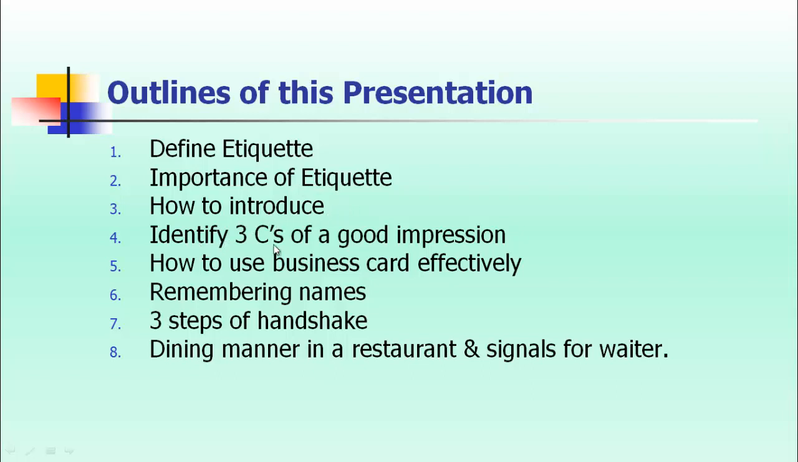Fourth is identifying the three C's of a good impression. Then the next thing is how to use the business card effectively. So we'll be focusing on how to give a card to other persons and how you can use it effectively. Then remembering of names, how important it is, that we will be covering. Then there are three steps of a handshake. Then the next is dining manners in the restaurant and the signals for the waiter. So when you go to restaurants, what dining manners are to be followed as part of business etiquette, that we will be covering.